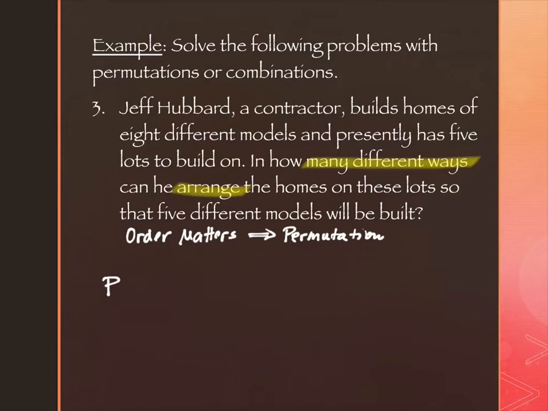How many do I have to choose from? 8. There are 8 different house models. These are like floor plans, like blueprints, okay? 8 different model homes that he could choose from. And how many is he going to build? 5. So as I write this out, this will be 8 factorial on top. And then it's 8 minus 5 factorial on bottom.